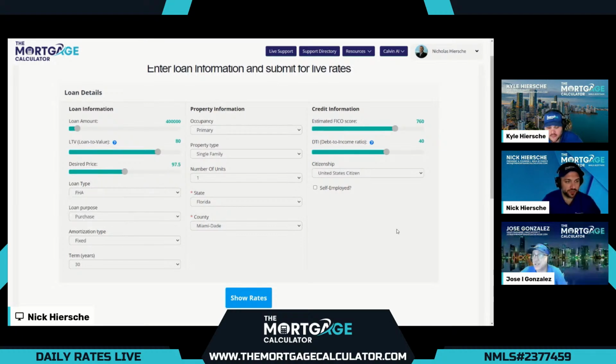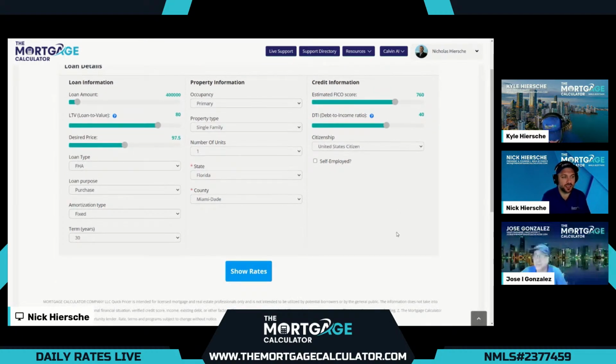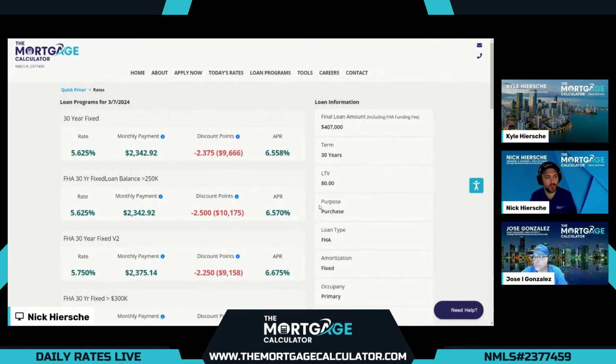And this time we'll select FHA. So FHA does allow more leniency on credit issues as well as a higher debt to income. However, we'll keep everything identical so we can compare apples to apples here and compare the APR. And again, it's about the same as it was yesterday. 5.625 rate, 2.375 discount points and costs. Put the final APR at 6.558. So as usual, FHA just a touch lower than conventional here in this example.